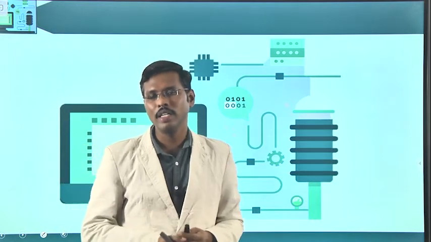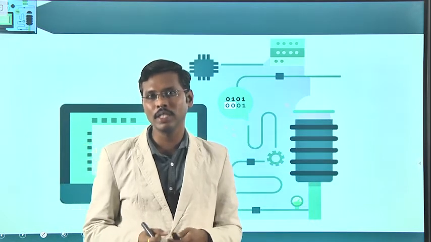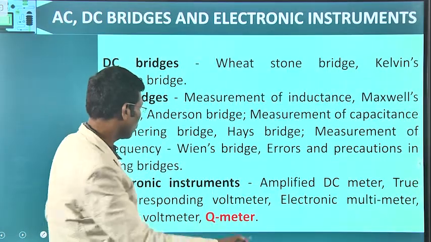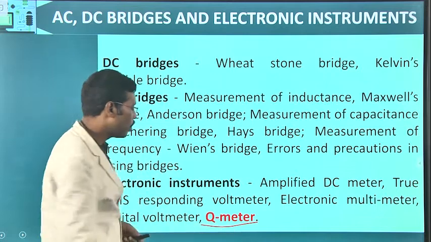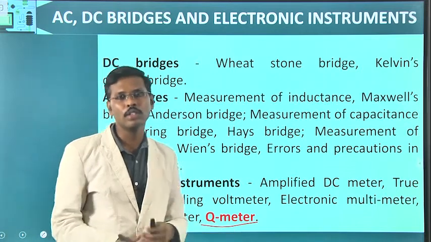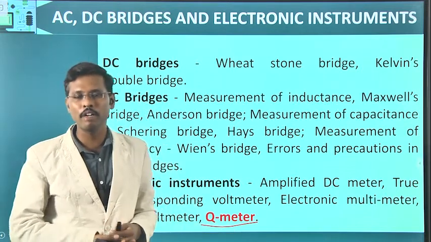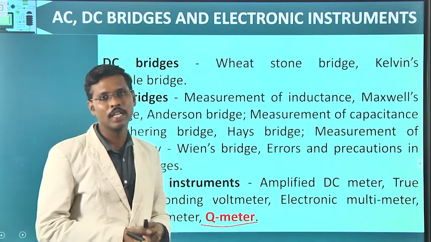In the previous lectures, we have discussed various electronic instruments used for the measurement of current and voltage. And here we are at the last topic of this module, which is the Q meter. In this lecture, we are going to discuss the Q meter, which is used for the measurement of quality factor or dissipation factor of a component or an instrument.